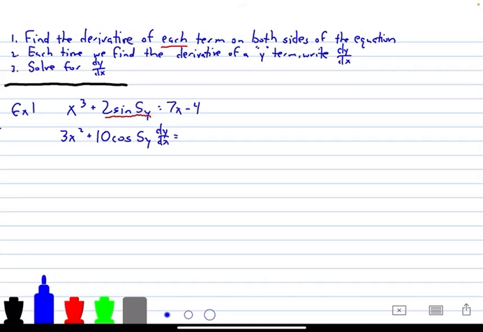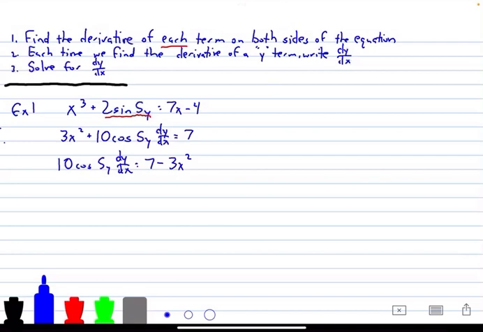Moving to the right side, the derivative of 7x is 7. And the derivative of negative 4 is 0. Remember, it was a constant. Now we want to solve for dy over dx. So here we simply take 10 cosine 5y dy over dx. And that's equal to 7 minus 3x squared. Remember, we moved the 3x squared to the other side.